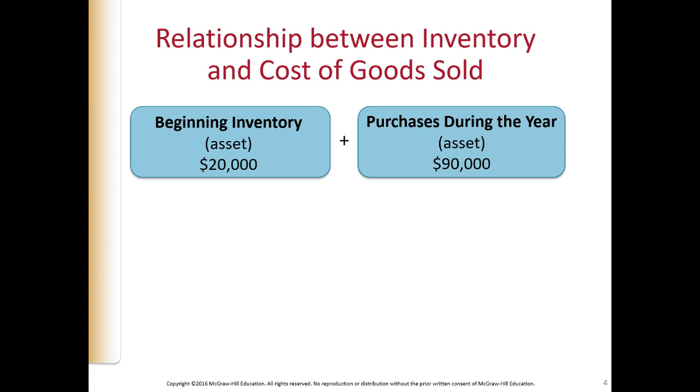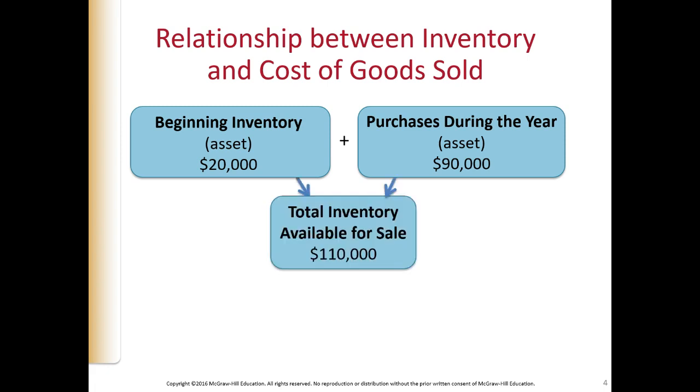Let's see how these sort of tie together. When you start a new year, you have inventory left over from last year. So that's your beginning inventory item. It's an asset. You purchase more inventory during the year. That's also recorded as an asset. And so the total of those represents an item called total inventory available for sale. Sometimes this is called cost of goods available for sale. Either way, it's the total of the beginning inventory you had to start the accounting period off and the purchases you had during the accounting period.